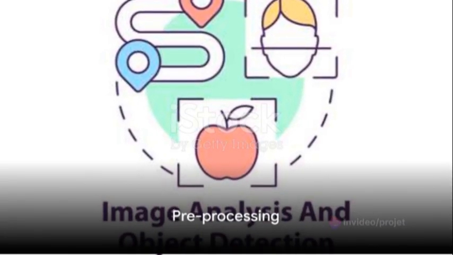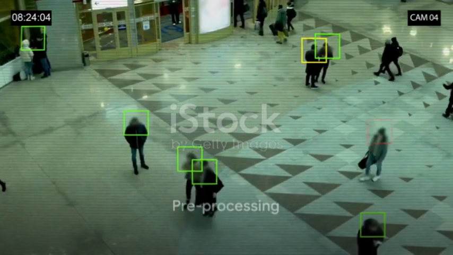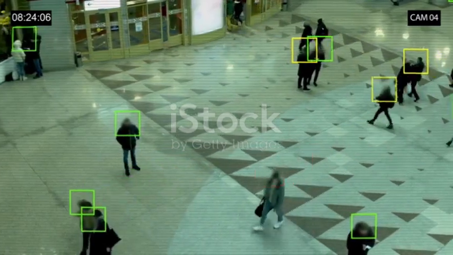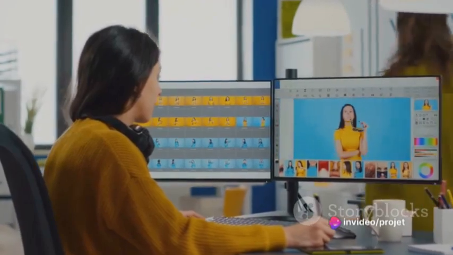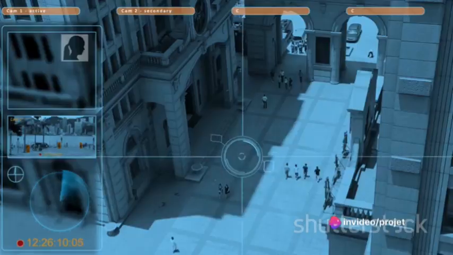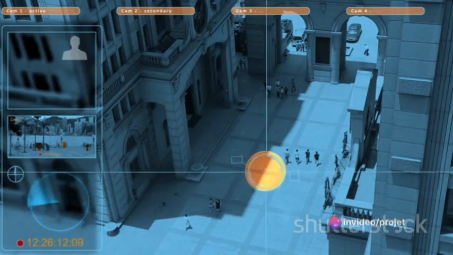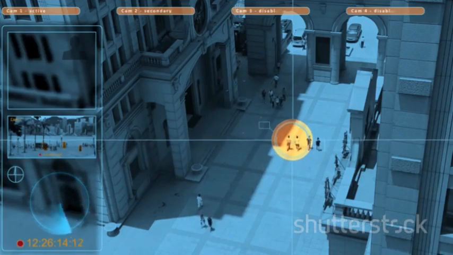Next comes the pre-processing stage. During this stage, the system prepares the image for detection. This may involve reducing noise, adjusting the contrast, or even converting the image to grayscale. The goal here is to enhance the features that matter and suppress those that don't.